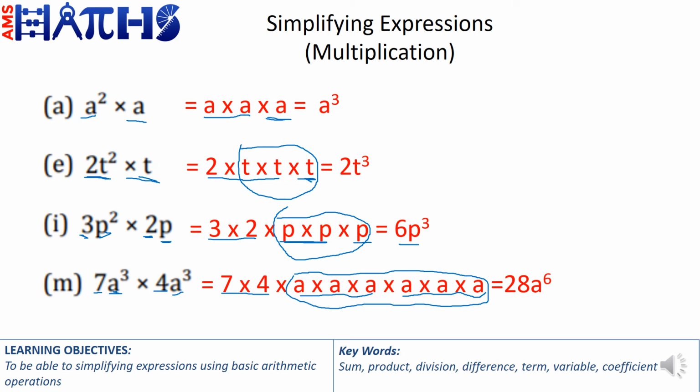So we have 7 times 4, which is 28, and a times a times a times a times a times a gives us a to the power of 6. So our final answer is 28a to the power of 6.